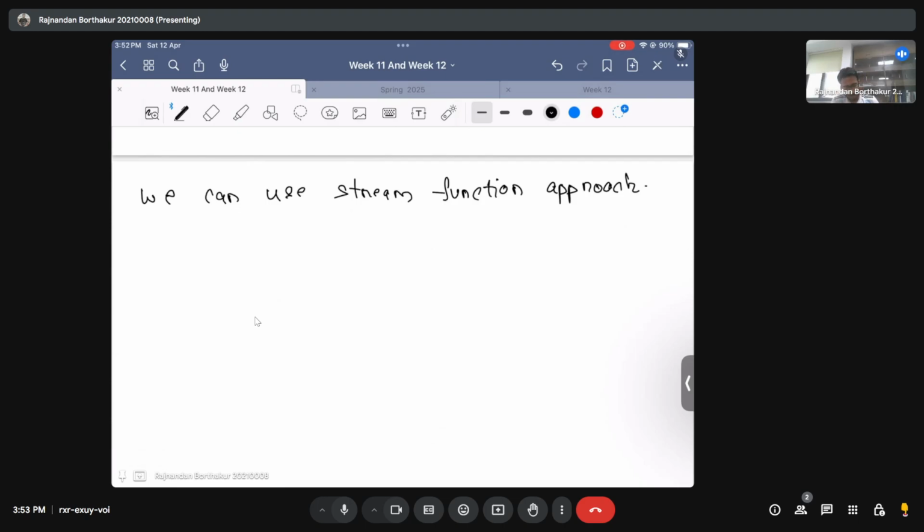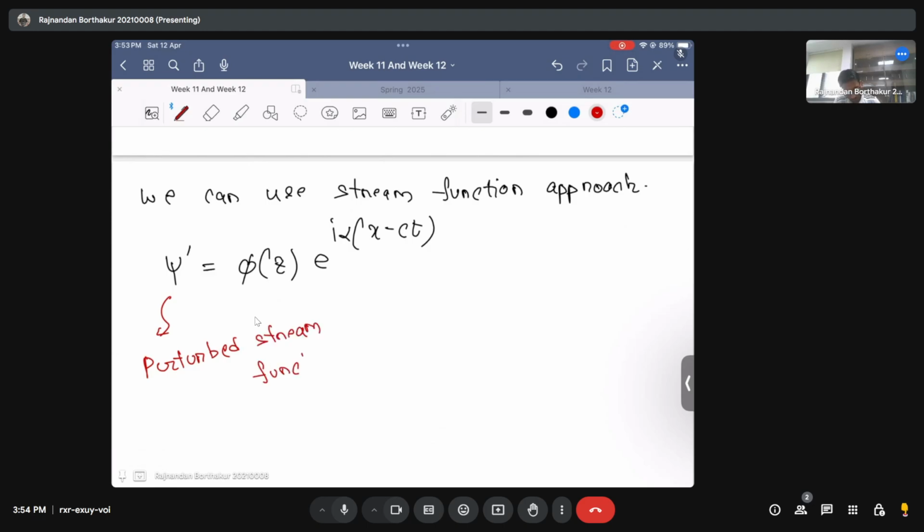To this end, we'll define a perturbed stream function psi prime, and we'll write this perturbed stream function as phi of z, just as we use in the normal mode analysis, e power i alpha (x minus ct). I hope you can appreciate that this psi prime is the perturbed stream function, and phi of z is essentially the eigenfunction corresponding to this perturbed stream function.